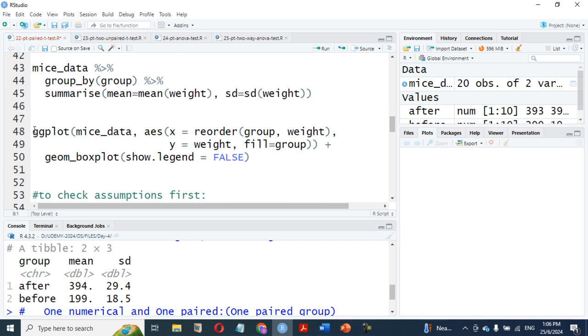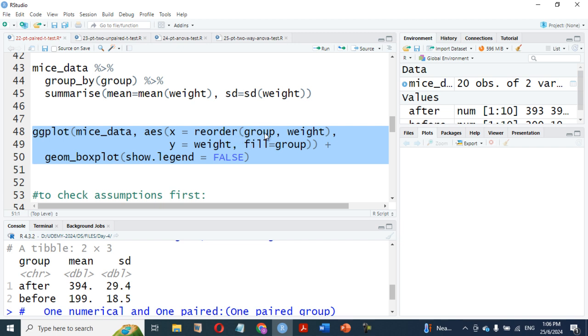Now let's plot. Let's say we plot now. What we are doing now, we have to pass our ggplot, our mined data set here, our aesthetic. So what I do, I want to reorder here. Okay, this is an ascending and descending issue. I want to reorder by group. Normally when you plot now, X is supposed to be just the group, or rather the weight.